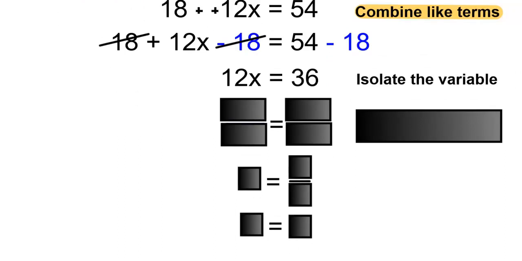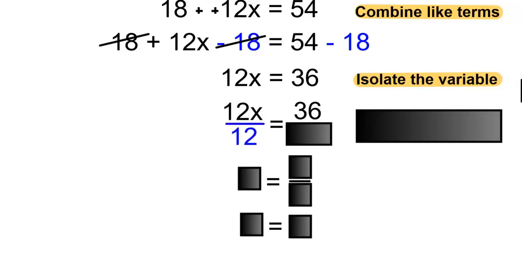Then we can isolate the variable. To isolate the x, we'll do the opposite of multiplying it by 12. So we'll divide the left-hand side by 12. Therefore, we're dividing the right-hand side by 12.